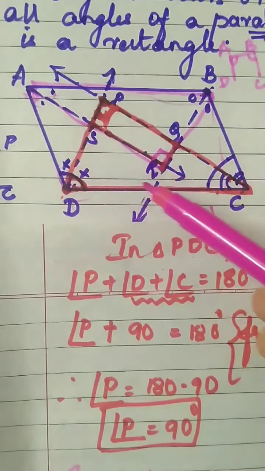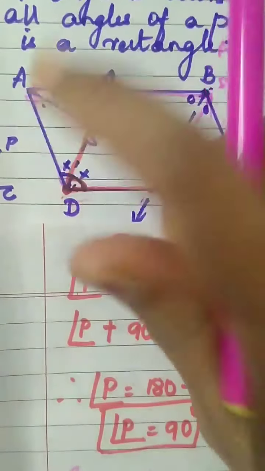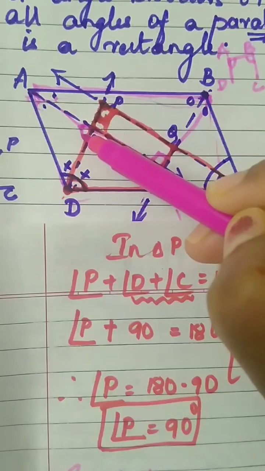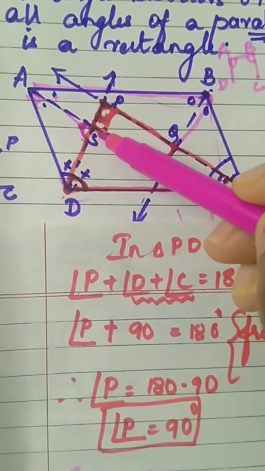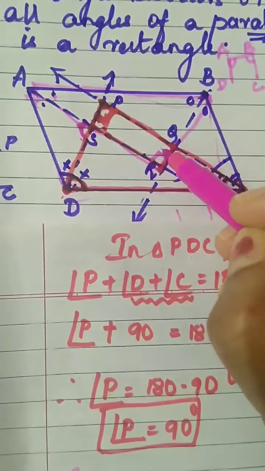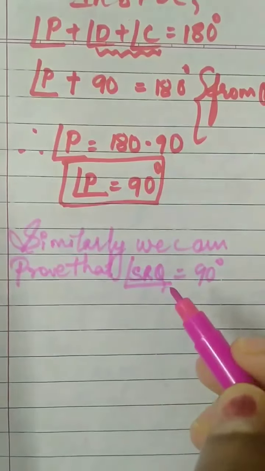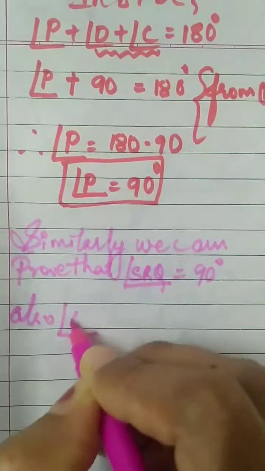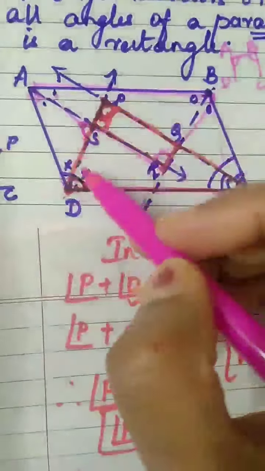After you are able to prove SRQ is 90 degrees, then if you consider this triangle, ASD will become 90 degrees. So if ASD is 90 degrees, its opposite angle will become 90 degrees. Similarly, all the four angles of this quadrilateral become 90 degrees. So similarly we can prove that angle SRQ is 90 degrees. Also, angle ASD will become 90 degrees, if you consider one triangle at a time.